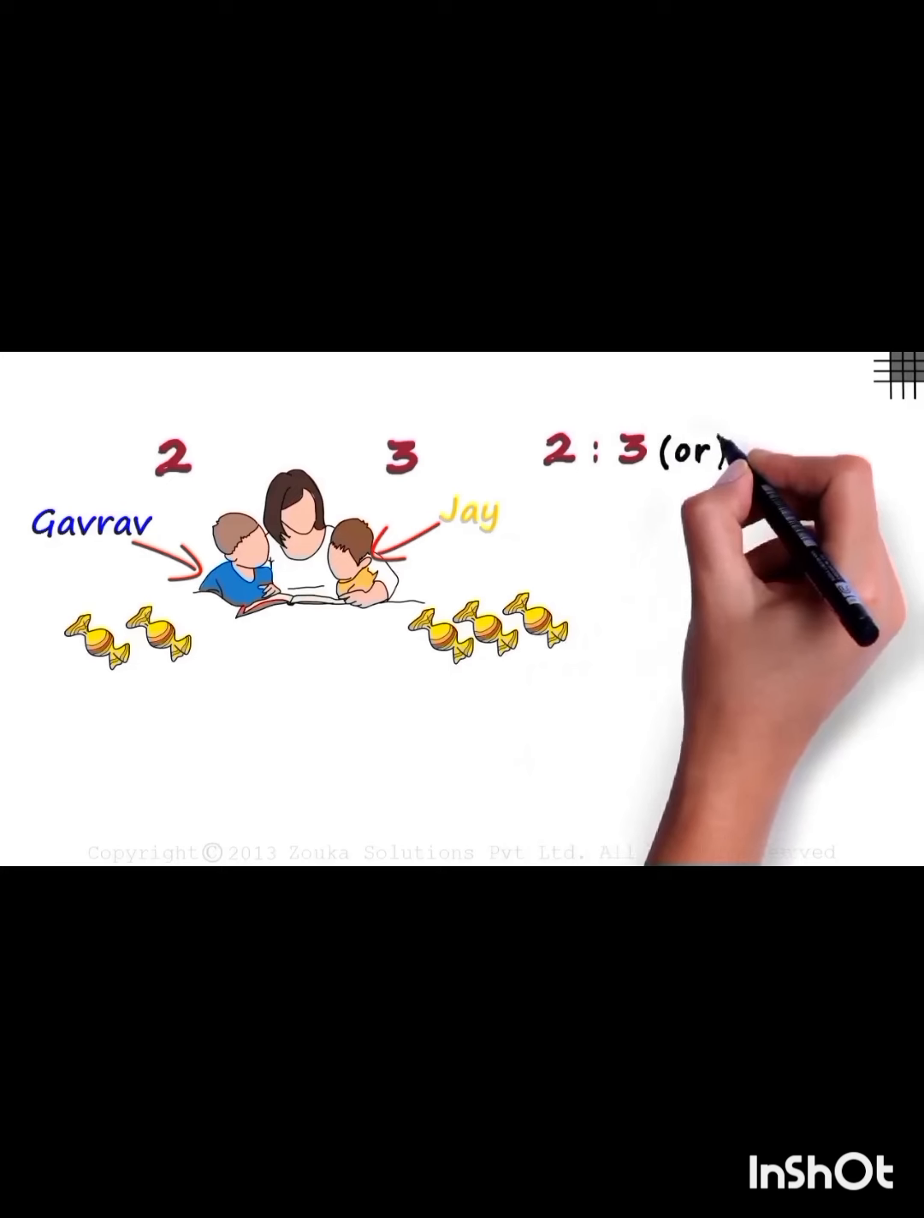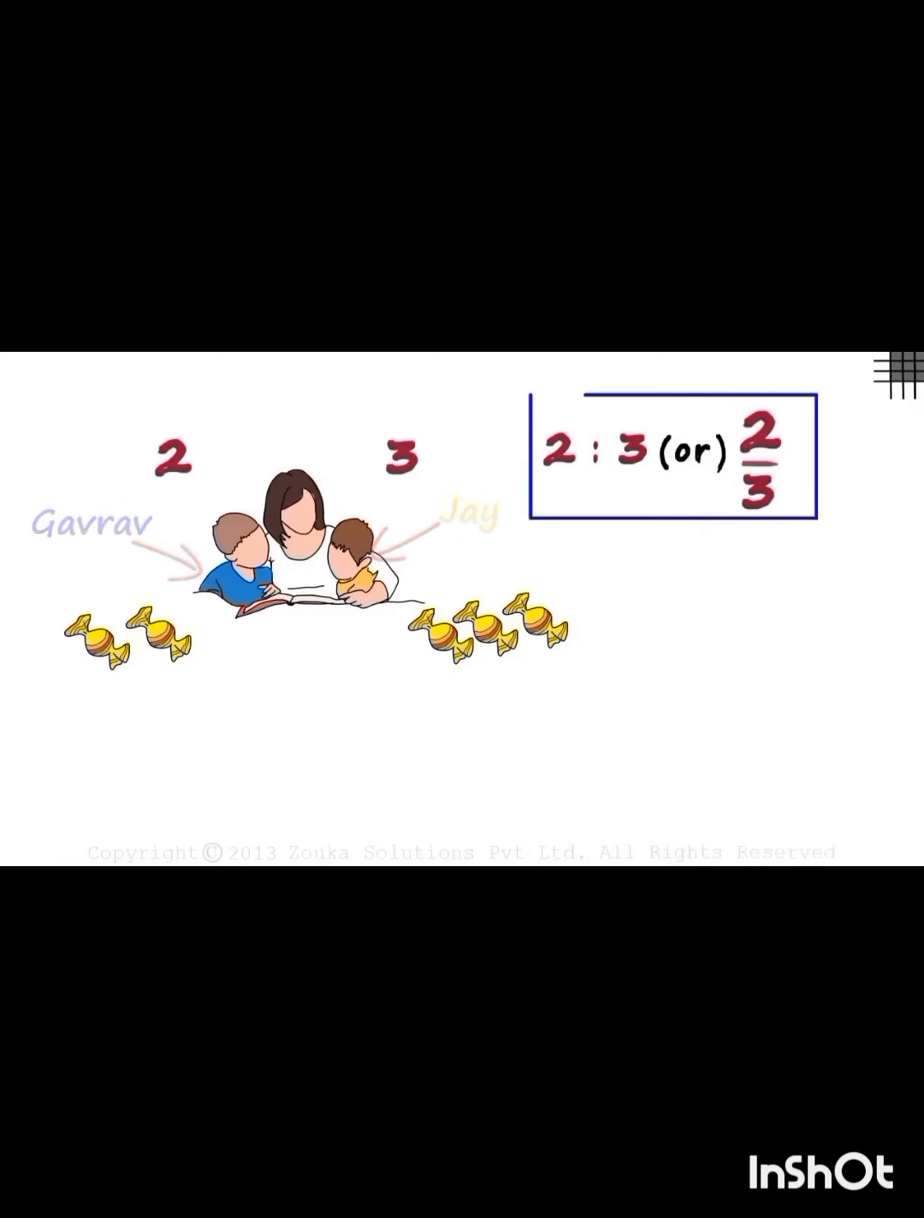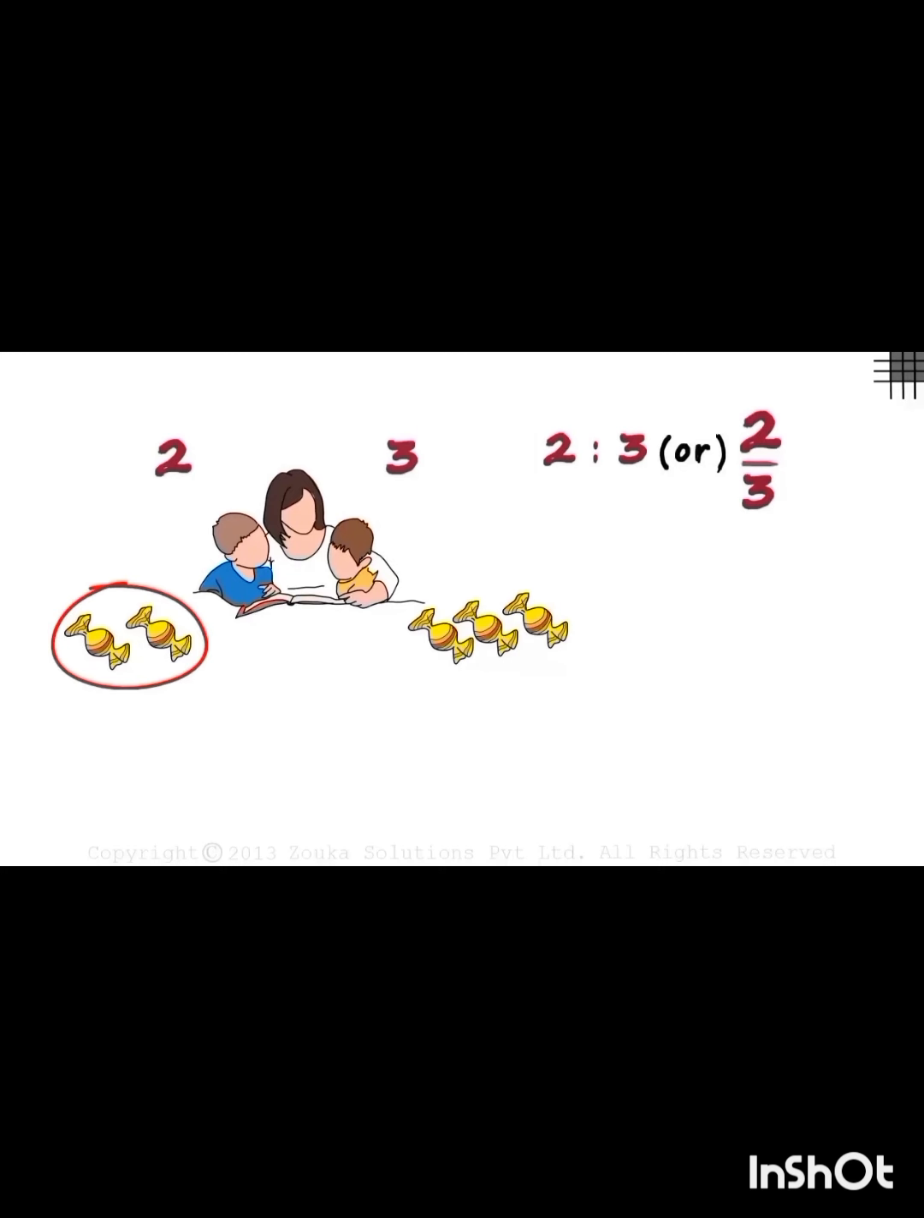So the ratio of the number of chocolates Gav and Jay got is written 2 colon 3 or 2 divided by 3. This can be read as 2 is to 3. We are basically comparing the number of chocolates Gav got and the number of chocolates Jay got.